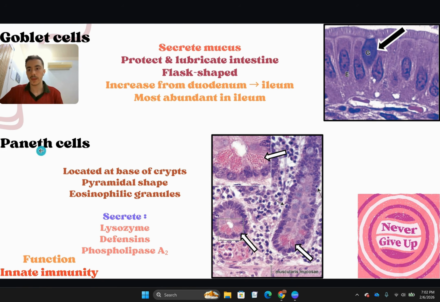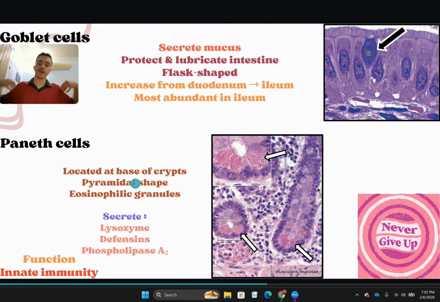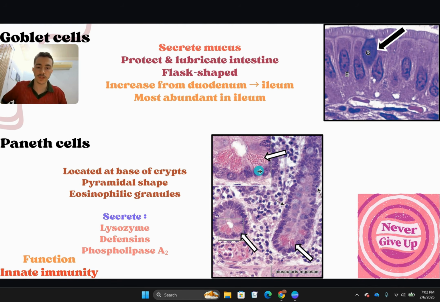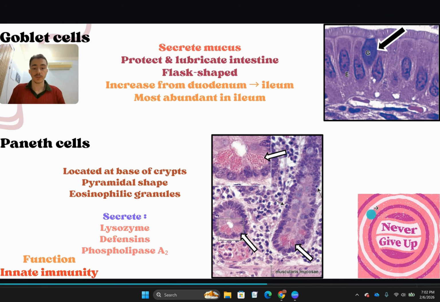Paneth cells, the main function of them is innate immunity. They are located at the base of the crypts, pyramidal shape, as you can see, and they have eosinophilic granules. We took the granules in the foundation. The granules secrete lysozyme, defensins, and phospholipase A2. Guys, we're almost done. Never give up, never give up.